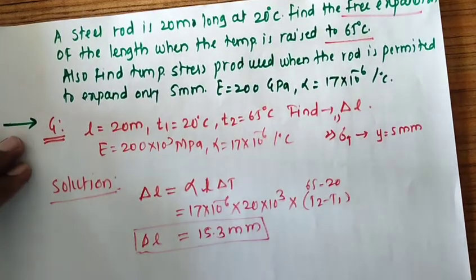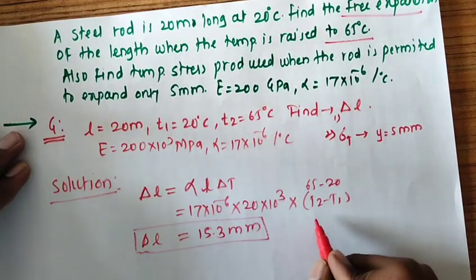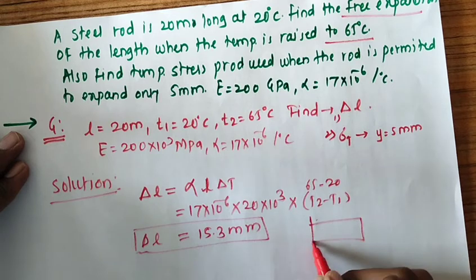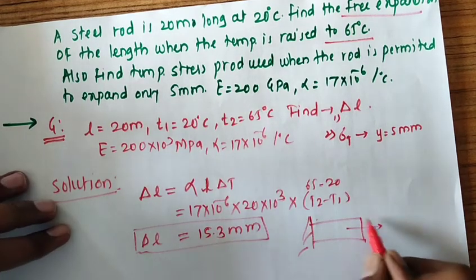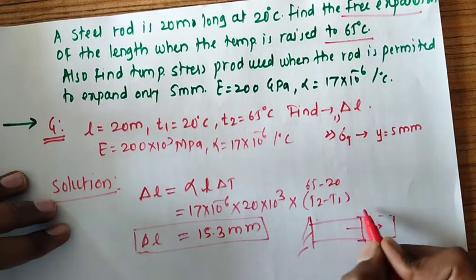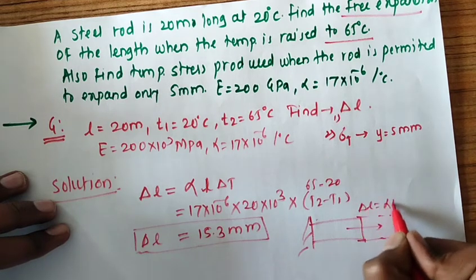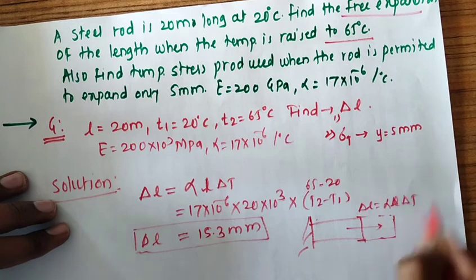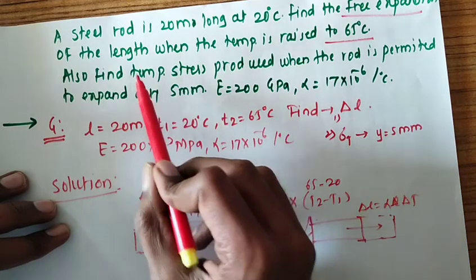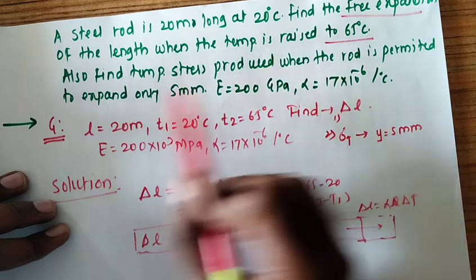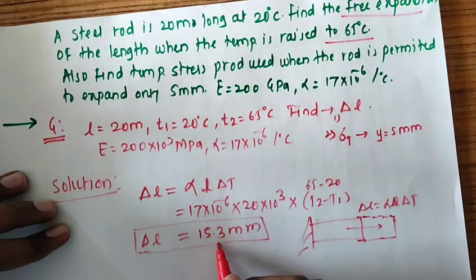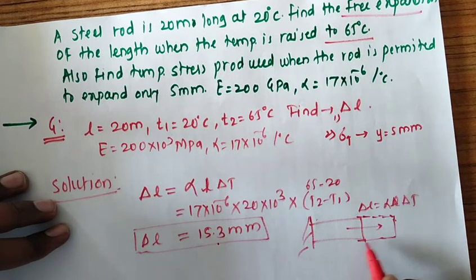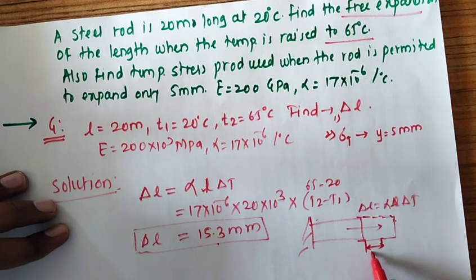Now consider the second case. What they said, it is just like this. Initially the rod is like this. It is allowed free expansion initially. So we find out this free expansion, delta L, that is alpha L delta T. Now what they said, also find temperature stress produced when the rod is permitted to expand by 5 mm. Means total expansion how much is it? 15.3. But we are not allowed to expand it by 15.3 mm, but instead we allowed only 5 mm expansion.